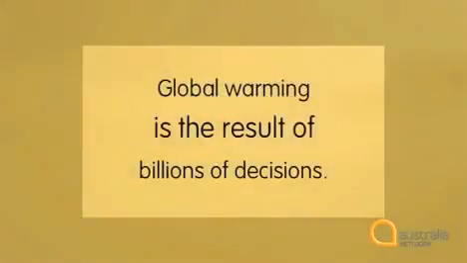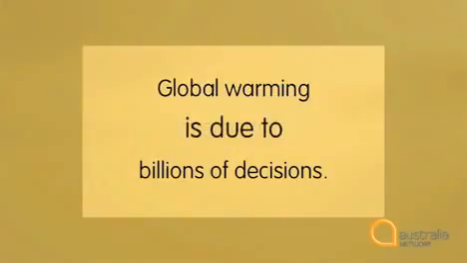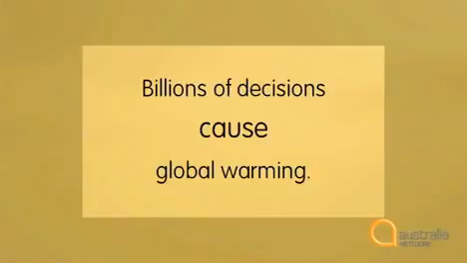He's talking about global warming. Global warming is the result of billions of decisions. Global warming is due to billions of decisions. And remember, we can turn the sentence around and change the phrase. Billions of decisions cause global warming. Billions of decisions result in global warming. Billions of decisions lead to global warming.